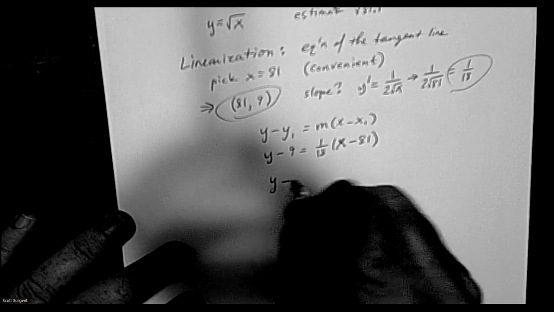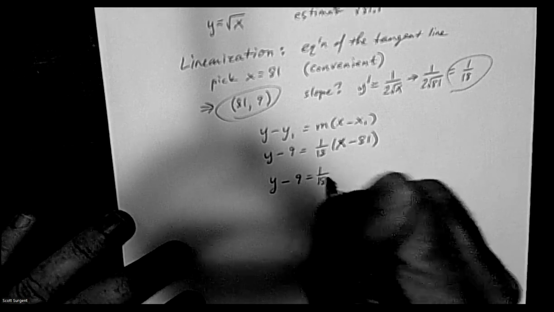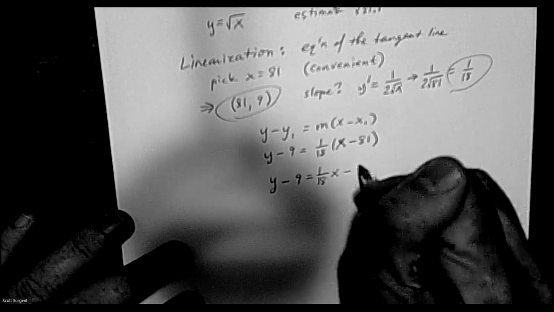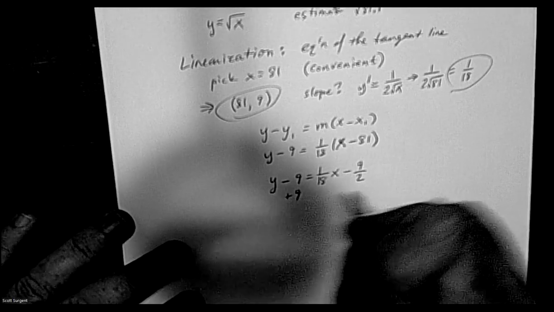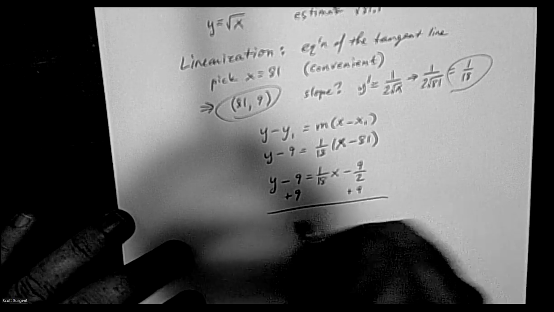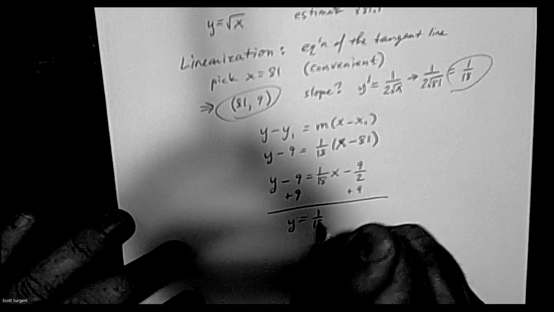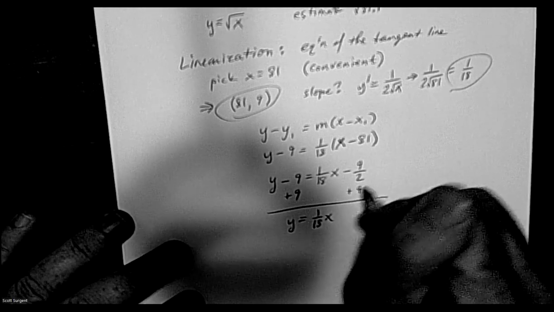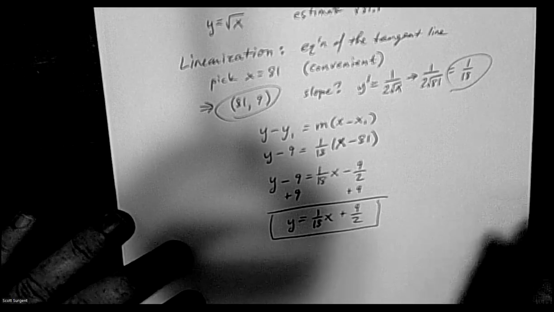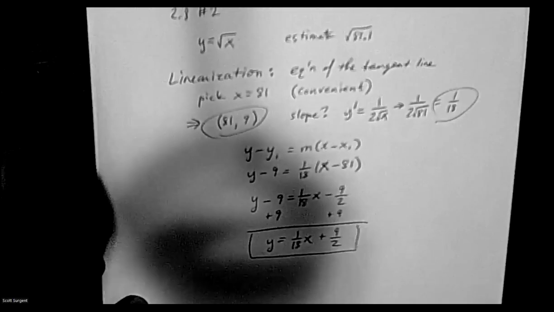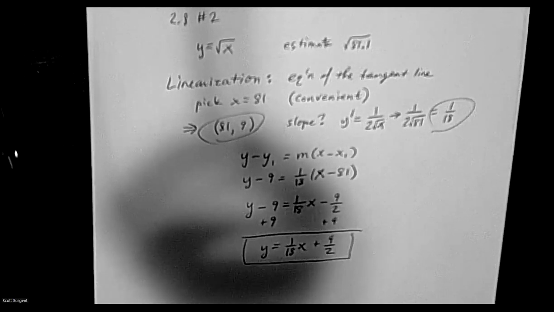Just put the numbers in place. You get 1 over 18 x, and then 81 over 18 is 9 over 2. Make sure you get that negative. I'm going to add 9 to both sides, and then that should be plus 9 over 2. Now I am actually going to go decimals here. I'm going to show you something. So keep that in mind. Give me a moment here, I'm going to have to bring decimals up.